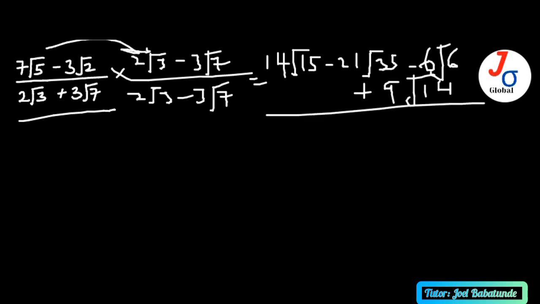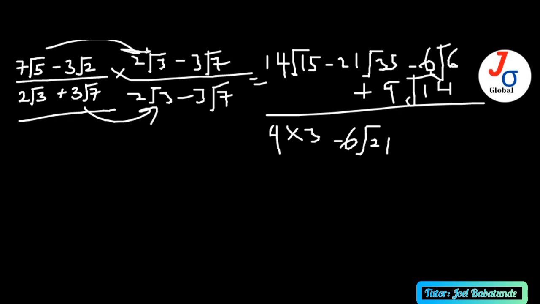2 root 3 times 2 root 3, 2 times 2 is 4, root 3 times root 3 is 9, that's root 9, root 9 is actually 3, that's 4 times 3. Then this multiplied by this, so you have 2 root 3, that's minus 2 times 3 is 6, 7 times 3 is 21.